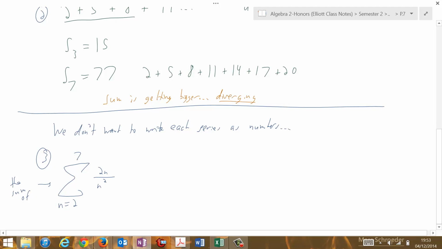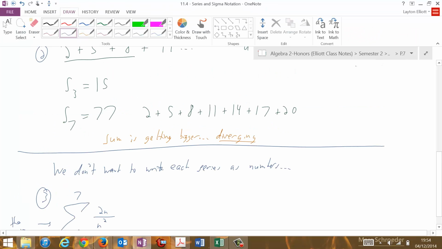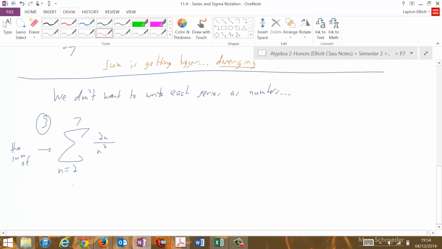Now, we're going to learn how to take this to an actual expanded list of terms here. But let's go with what this means here. This notation means the sum of. And this is the index, this is the lower limit, and this is the upper limit. And this literally means plug in n values and create your terms.